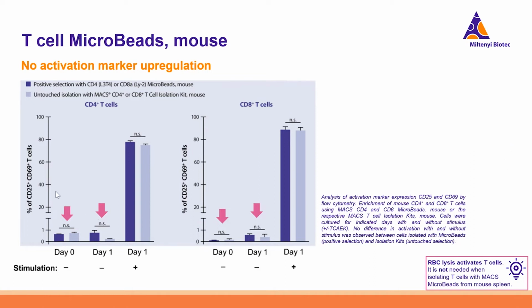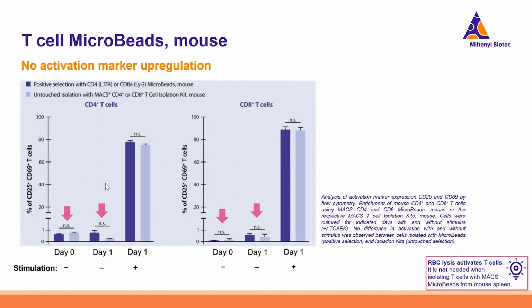Directly after isolation, here labeled with D0, and after 1 day of cultivation with and without stimulus using the T cell activation and expansion kit, marked with plus and minus respectively, activation markers CD25 and CD69 were analyzed by flow cytometry to assess a potential activation. As you can see, without stimulation, cells are neither activated when separated positively nor when separated negatively, with microbeads or isolation kits, respectively. This means that both cell isolation methods are equally gentle.